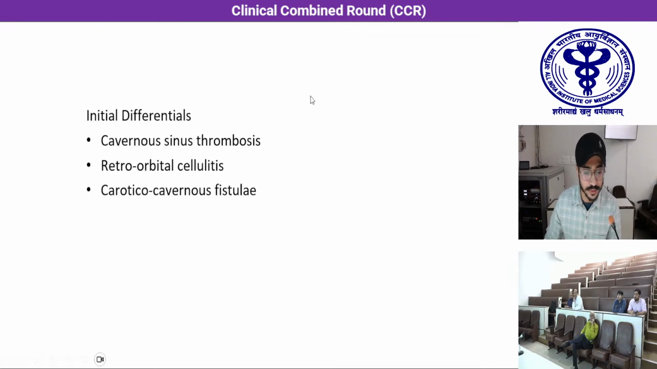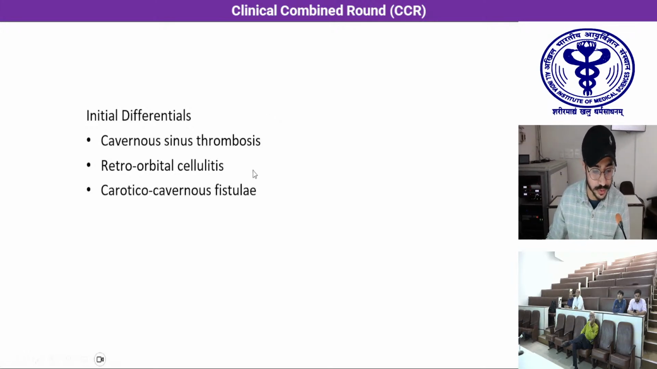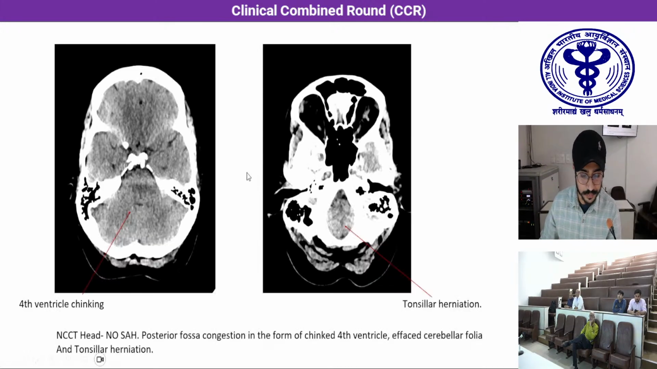In view of the clinical history, the initial differential that we kept was cavernous sinus thrombosis, retroorbital cellulitis, or carotid-cavernous fistula, that is CCF. The initial NCCT was performed in the CT room in the Neuroradiology department.